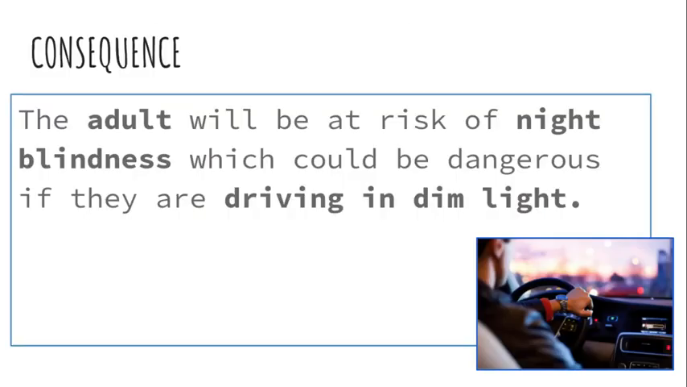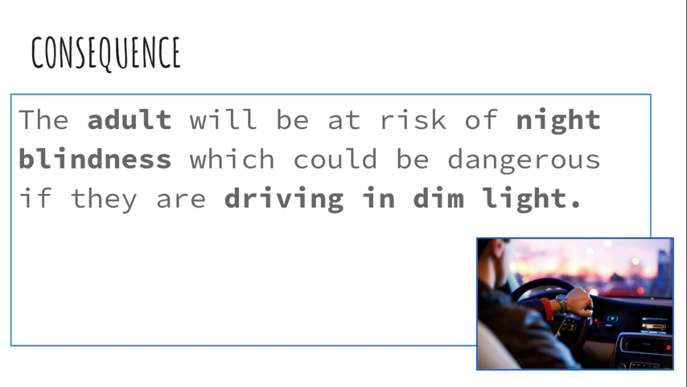So the consequence that I'm going to give you there is the adult will be at less risk of night blindness, which could be dangerous if they're driving in dim light. So that there is specific to an adult. The bold parts in my consequence there are my links to an adult.